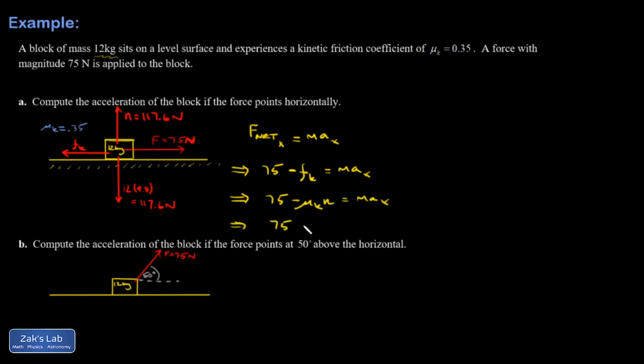Just plugging things in. Mu k is 0.35. My mass is 12 kilograms. And I can solve for a. And I get 2.82 meters per second squared.